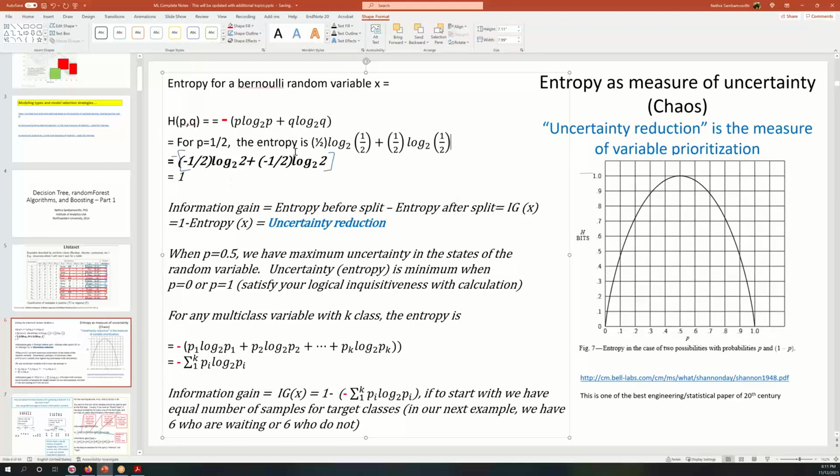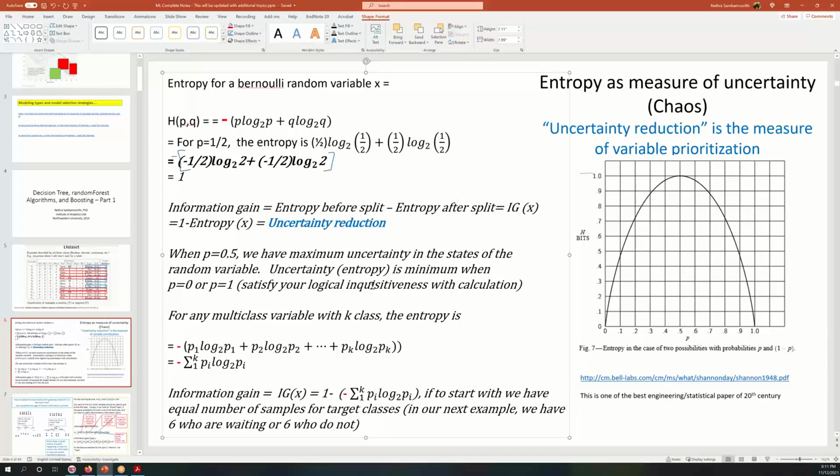So let's use this definition. This is what is called the entropy. Information gain is entropy before the split minus entropy after we split. That is also called uncertainty reduction: 1 minus entropy x. We'll come to that.